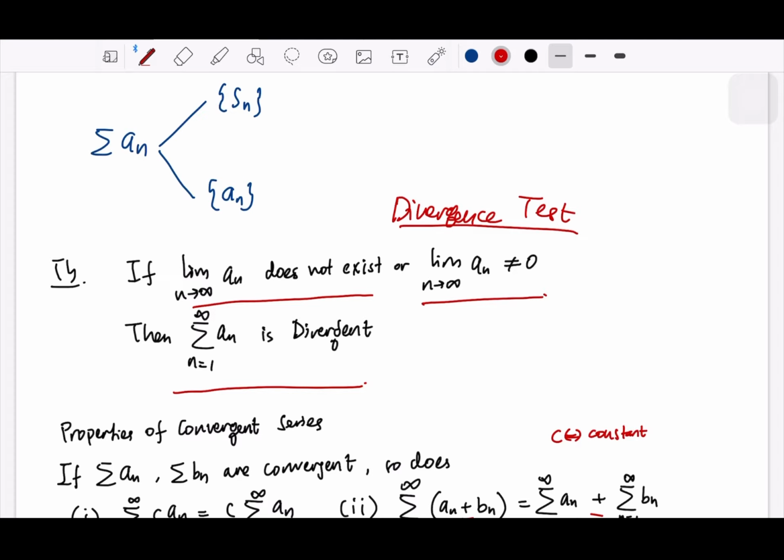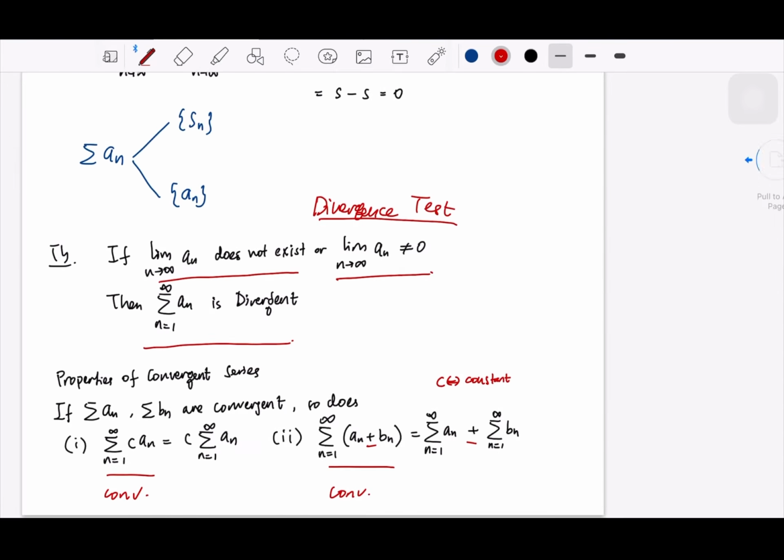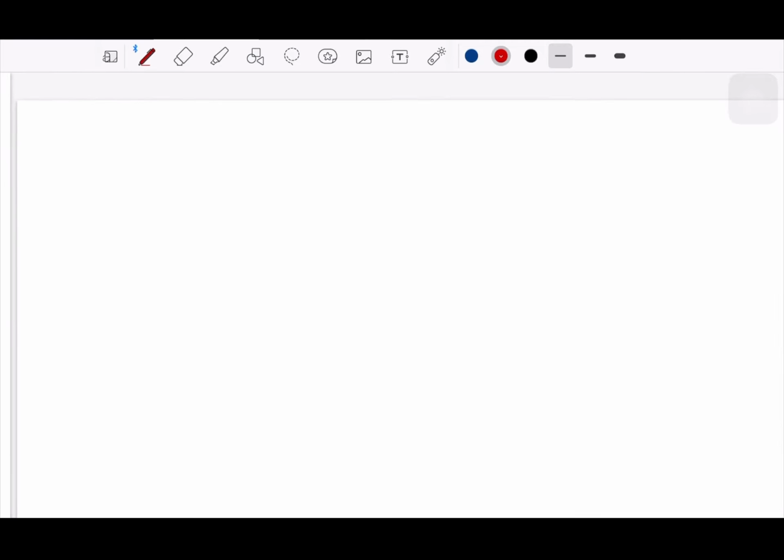If the limit of the sequence is 0, then it's not automatically or directly convergent, but we need to check with other methods. One of the methods that I want to show today is called the integral test.